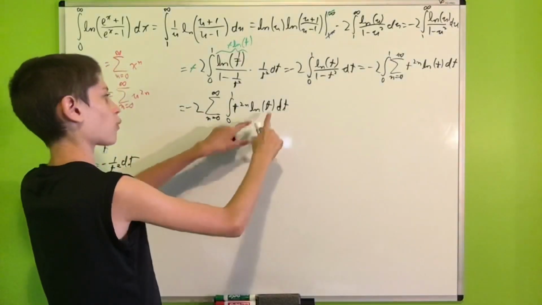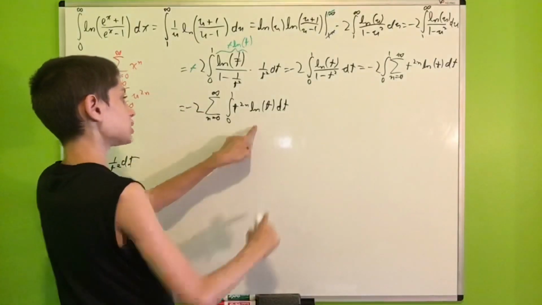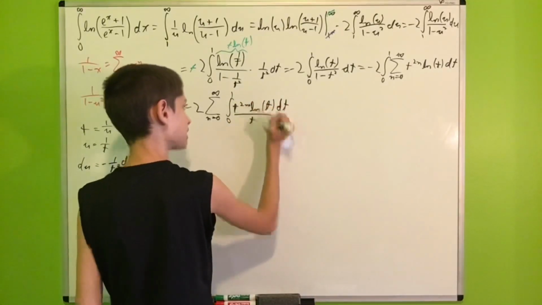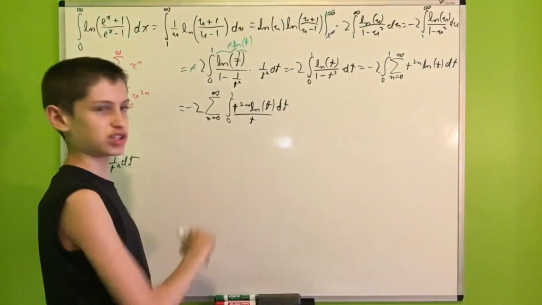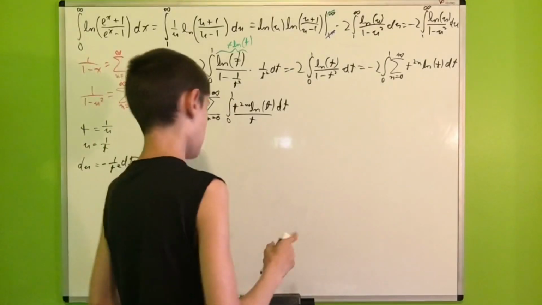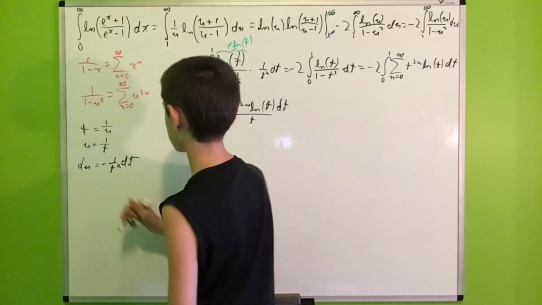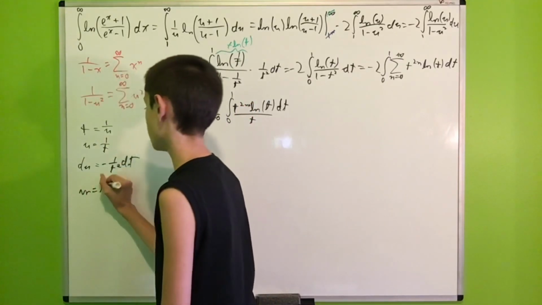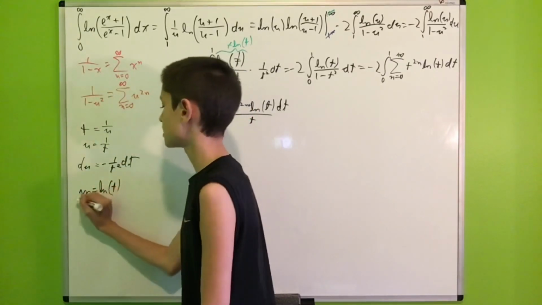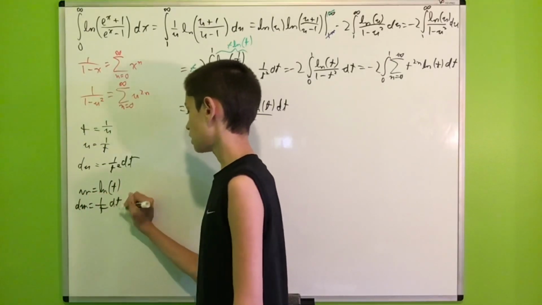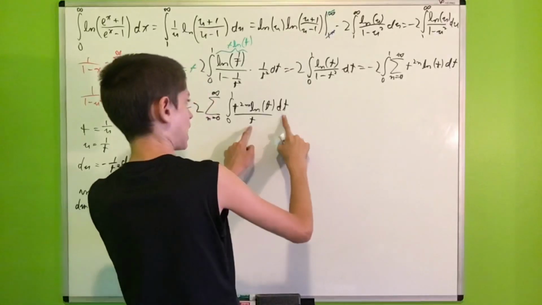And now, here's what we will do. We will multiply our integrand by t and then divide it by t. So we haven't changed our integrand. And now we'll introduce a substitution. Namely, we'll let w be the natural log of t, which means dw will be 1 over t dt. Exactly what we have here.